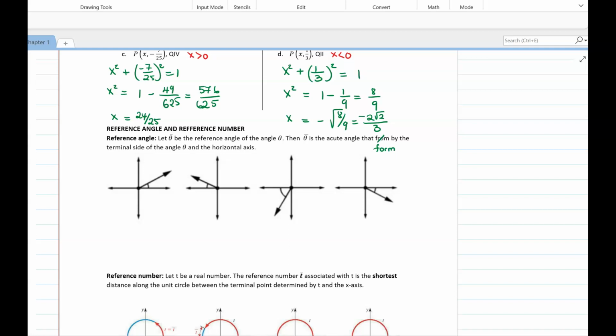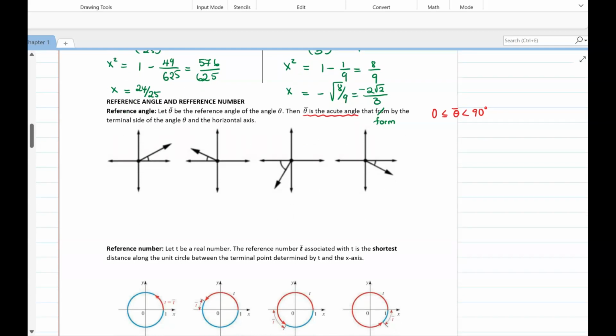What does it mean to be an acute angle? Theta bar is an acute angle, which means theta bar is between 0 and 90 degrees. So that is the shortest distance, the acute angle formed by the terminal side of angle theta and the horizontal axis. For example, in the first case, this angle is our theta. We want the acute angle formed by the terminal side of the angle theta and the horizontal axis, which means this angle is our theta bar.